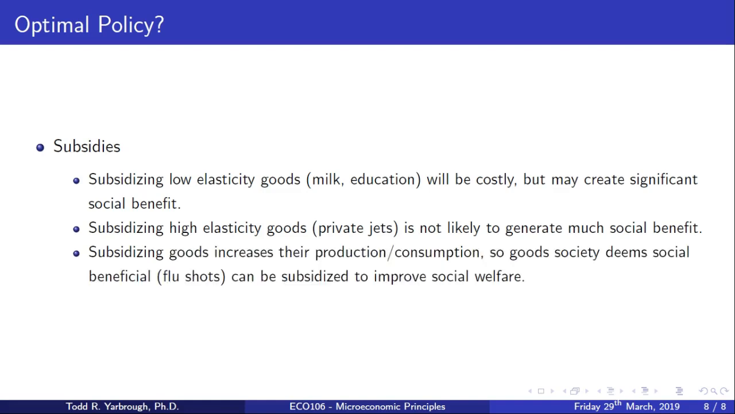Lastly, we know that subsidizing products increases their production and consumption. So for those products that society deems they wish to have an increase in consumption or production, like say flu shots for example, subsidization can improve social welfare, in the same way that a tax, by reducing the consumption of a product we don't think we should be consuming, improves social welfare.